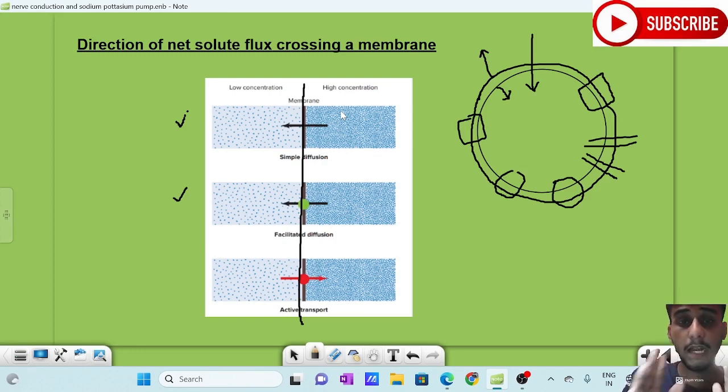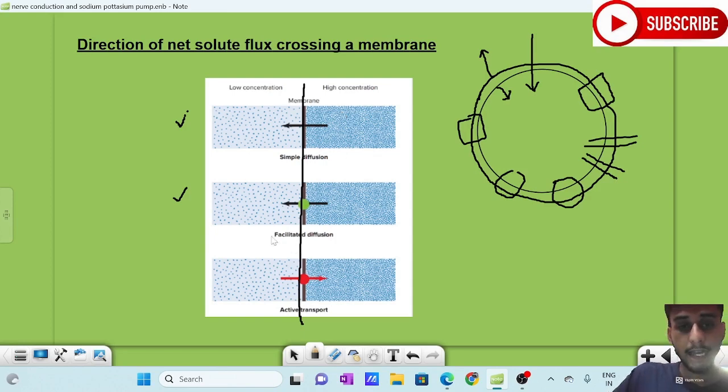A downhill movement. Energy is being released, right? Just consider you pushing a rock up a hill. It needs energy. But if you are coming down a hill, the rock will fall automatically, normally, without a cost of energy. This is the downhill movement. So simple diffusion is a downhill movement. Active transport is an uphill movement, which needs energy.